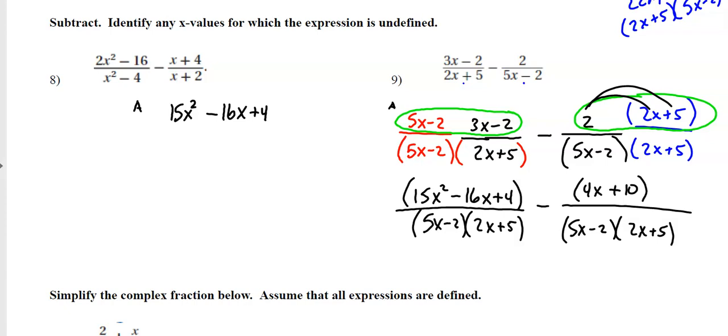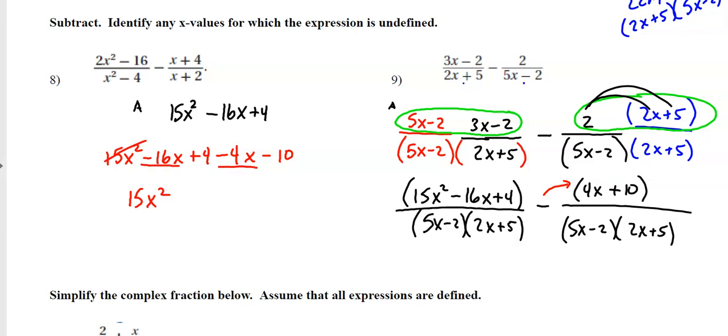All right. Well, now I'm going to handle the subtraction of the top. So I need to remember that this negative needs to get distributed through there. So to clean the whole top up, I have 15x squared minus 16x plus 4. That'll be a minus 4x and a minus 10. All right, well, cleaning all that up, I'm going to have 15x squared.